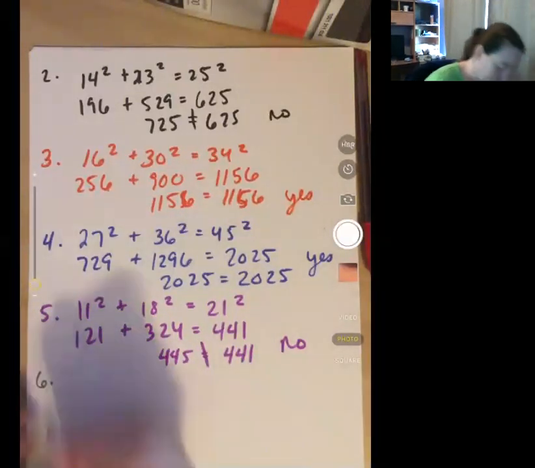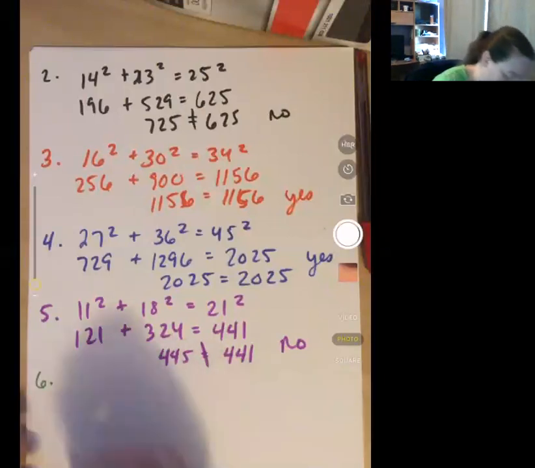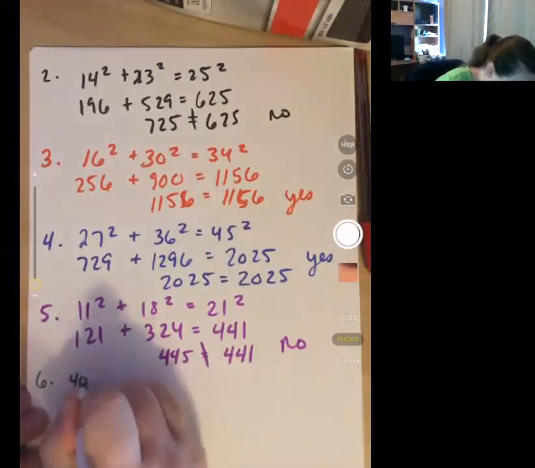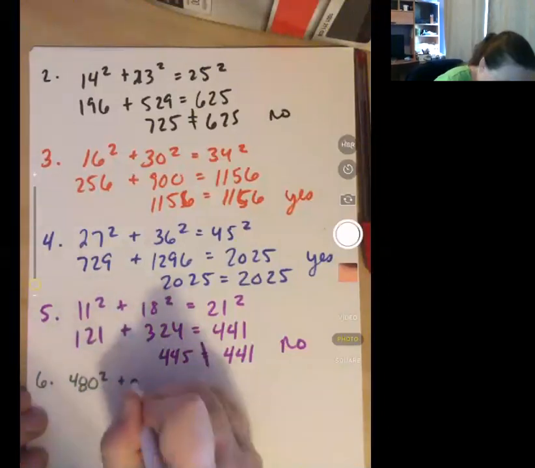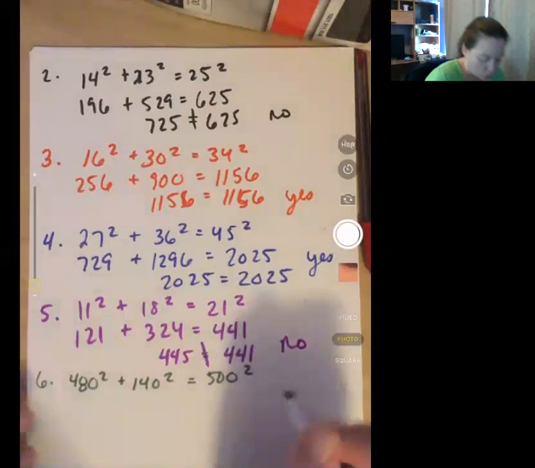Number 6. A blueprint for a new triangular playground shows sides of 480, 140, and 500. 500 is the largest, so that is going to be the C. Is it a right triangle? So I have 480 squared plus 140 squared is equal to 500 squared.